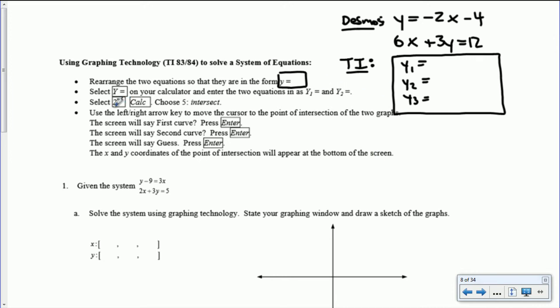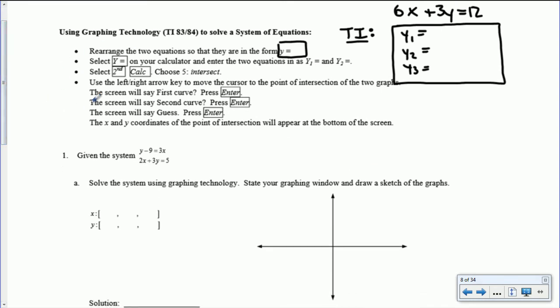With your graphing calculator, it's not that much more difficult. You just press second and then calc, or second trace, and then choose 5, which is the intersection. Use the left right arrow key to move the cursor to the point of intersection. First curve, enter, second curve, enter, and then tell it to guess, press enter, and the X and Y coordinates of the point of intersection will appear. So that's what we got to do.